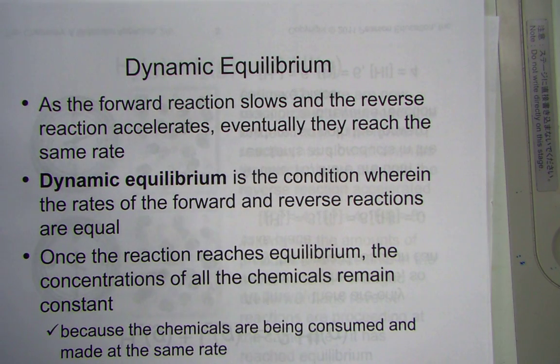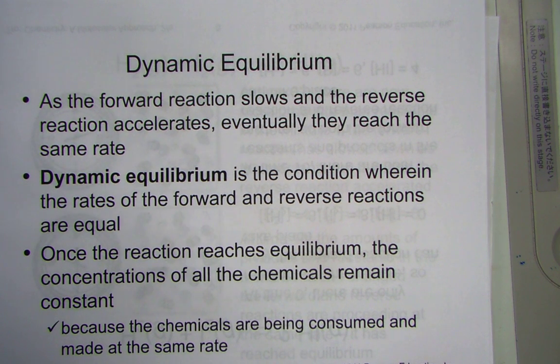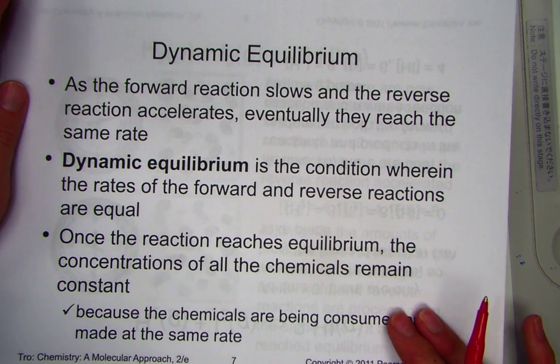As the forward reaction slows and the reverse reaction accelerates, they will achieve a dynamic equilibrium, wherein the rates of the forward and reverse reactions are equal. Once the reaction reaches equilibrium, the concentrations of all the chemicals will remain constant because those chemicals are being consumed and produced at the same rate.